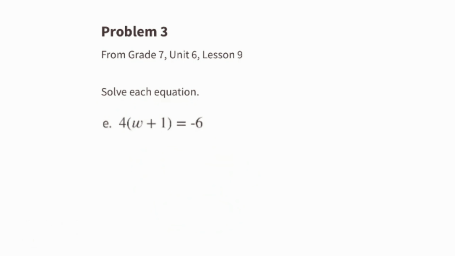E. 4 times w plus 1 equals -6. So we have 4 times w plus 4 times 1, and that equals -6. 4 times w is 4w, plus 4 times 1 is 4. So we have 4w plus 4 equals -6.